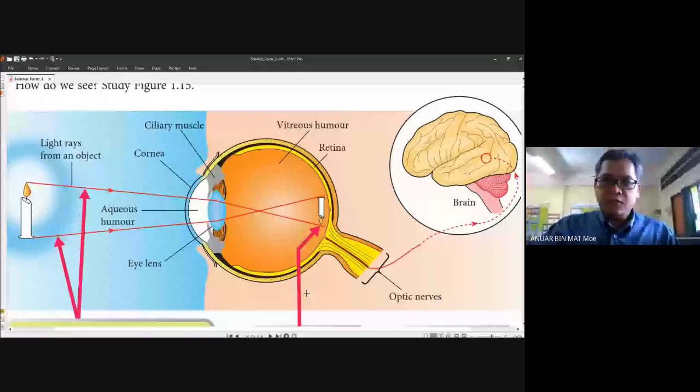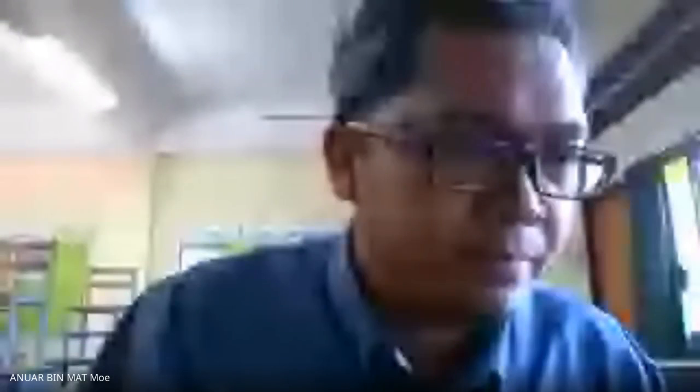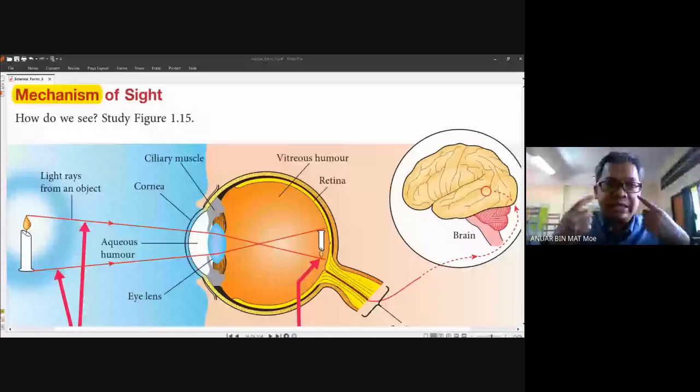Okay, so I want to ask you, in the mechanism of hearing, the stimulus is the sound wave. You understand me? In the mechanism of hearing, the stimulus coming from outside is the sound wave. Is it true? Right? But for the mechanism of sight, what is the stimulus from outside? Anybody?